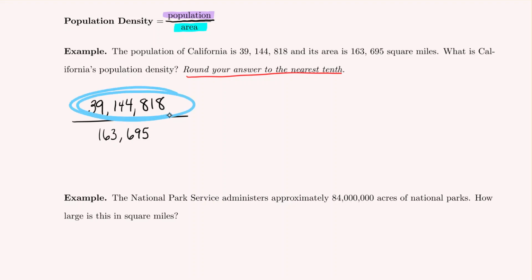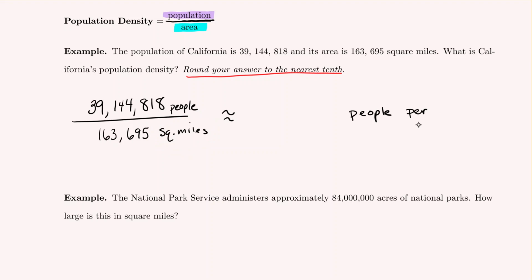what is this number representing? It's representing the population, so this is number of people. What is this number representing? It's the area in square miles, so its units are square miles. So whatever our answer is when we round to the nearest tenth, the units of it will be people divided by, which is the word per, square miles. So we might write that out just to make sure we don't forget. People per, that's our division, square miles.